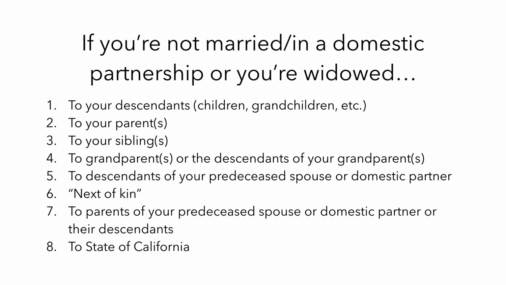Next, it would go to the descendants of your predeceased spouse or your domestic partner. If none of those people are alive, it would go to your next of kin, which would basically mean the closest relative that you have in your family tree. If you didn't have any living next of kin, it would go to the parents of the predeceased spouse or registered domestic partner, or their descendants. Finally, if you had no living relatives and none of the people described in this list, your property would go to the state of California.